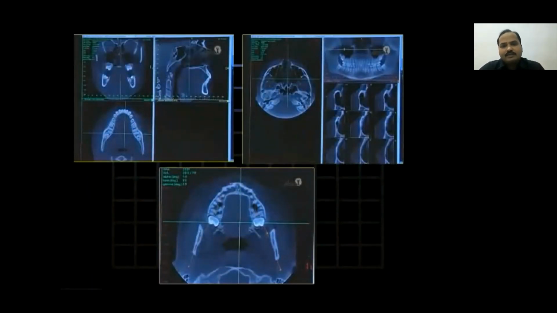Now these are certain pictures or images which will be generated on the screen after acquiring the data set from the CBCT machines. These are the pictures which are seen after the reconstruction phase. So we'll study later on what happens.